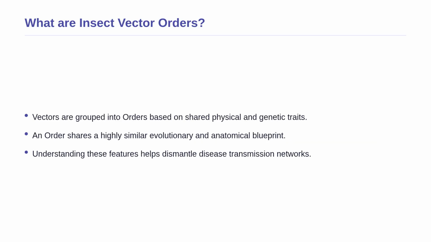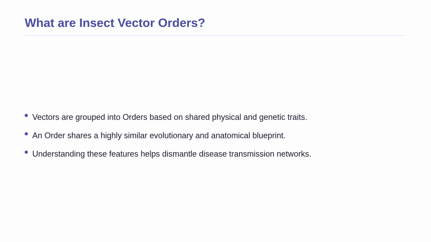Now that we understand our goal, let us look at how we categorize these biological delivery trucks. In biological taxonomy, an order is a major classification rank just below class. It groups organisms that share a highly similar evolutionary and anatomical blueprint.